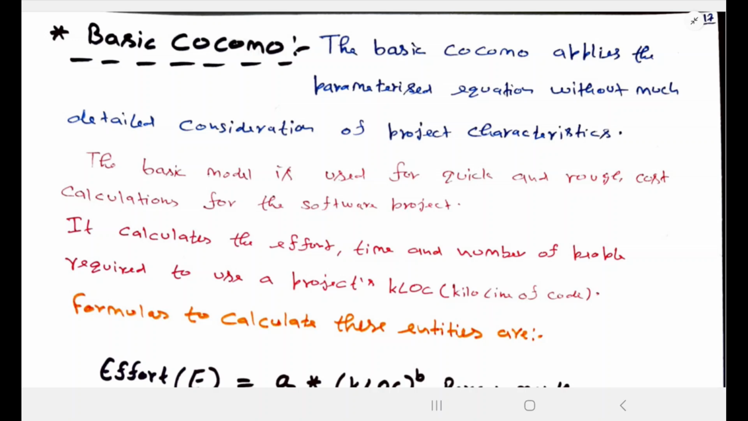The basic COCOMO applies parameterized equations without much detailed consideration of project characteristics. Here in this mode we will not take into consideration the project characteristics. We have some equations and we will simply calculate by these formulas. The basic model is used for quick and rough cost calculation for the software project. As the words quick and rough suggest, if we want a quick and rough estimation about any project, then we can use the basic COCOMO. It calculates effort, time, and number of people required in projects, and it uses KLOC, namely kilo lines of code.